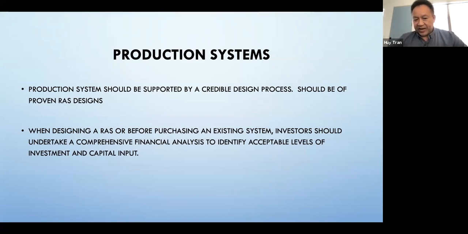Also, when designing a RAS system or before purchasing an existing system, you should undertake a really comprehensive financial analysis to identify an acceptable level of investment. So you're basically doing a walkthrough due diligence on the system, which is very commonly overlooked. I'm not sure why that is. It's just like any other investment, any other business, you have to do that due diligence.